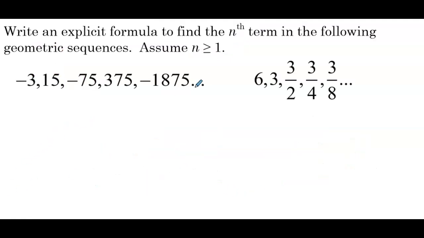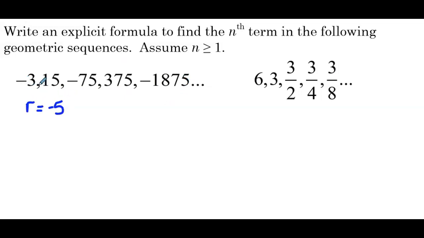Write an explicit formula to find the nth term in the following geometric sequences. Assume n is greater than or equal to 1. So both of the sequences they've given us here were ones that we've already identified the common ratio of, which helps us out a little bit. So this first sequence, we identified the common ratio to be -5.